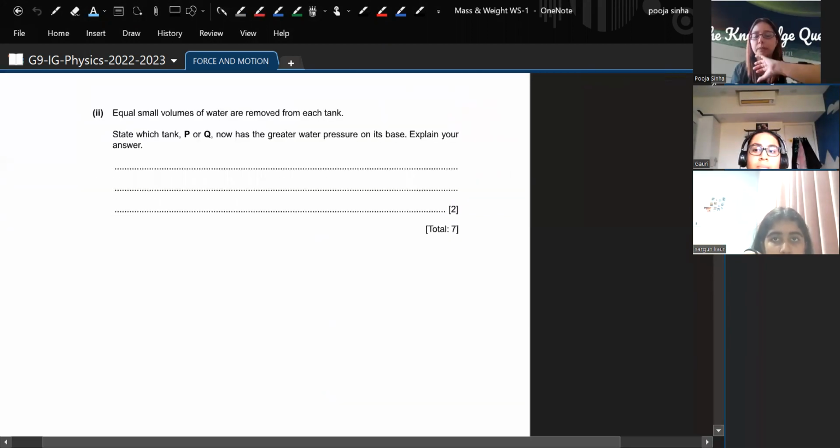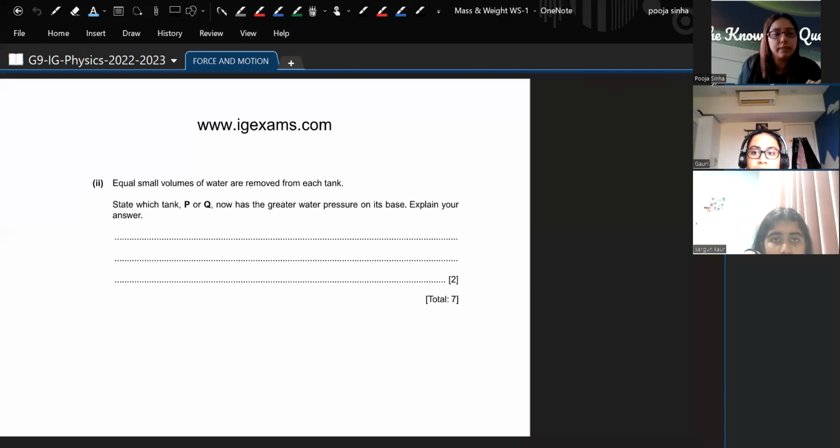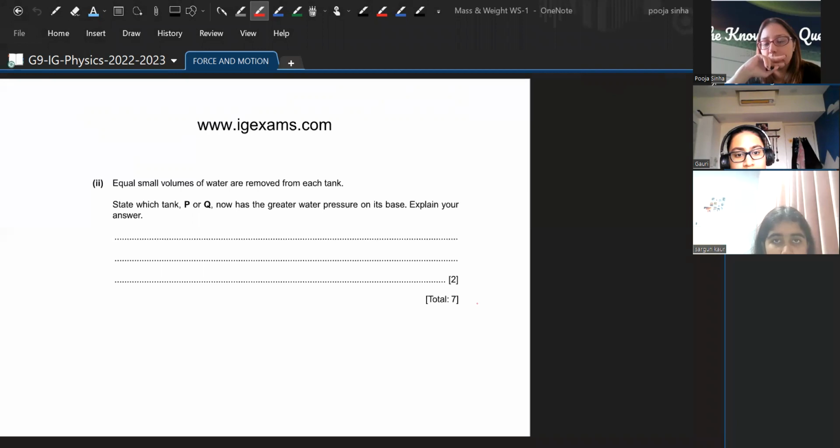So, you will explain the way you just did. Sargun, can you repeat the answer? Q has greater water pressure on its base because it is smaller. What is smaller? The base. The base is smaller, so what happens? What is happening because the base is smaller? There's more pressure on the tank. What does it change? What is small about the base? What does it mean when we say the base is small?